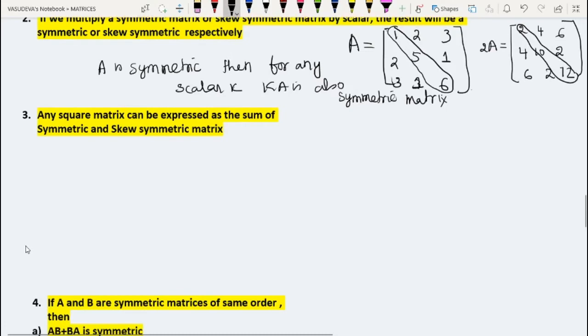Now, any square matrix can be expressed as the sum of a symmetric and a skew symmetric matrix. So this is one of the important properties. We have many examples and many problems on this, we can take them later. So now let's take any square matrix. Let A be any square matrix.